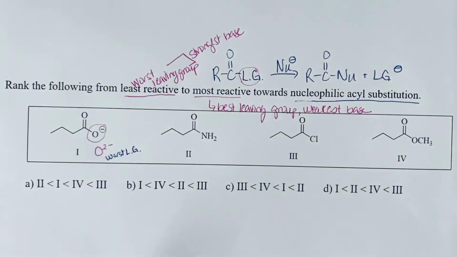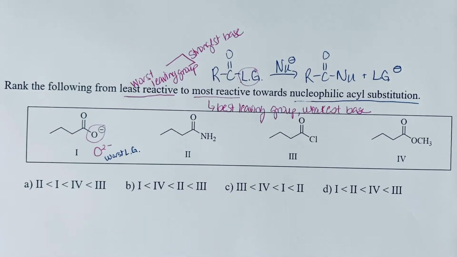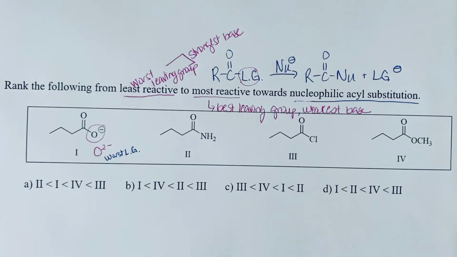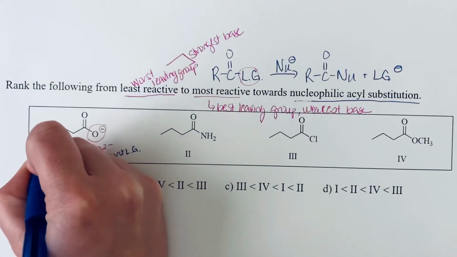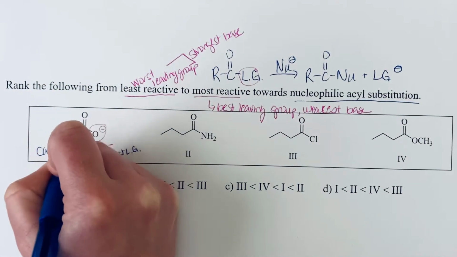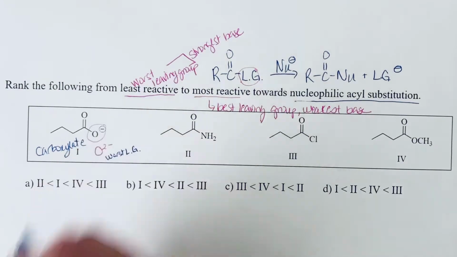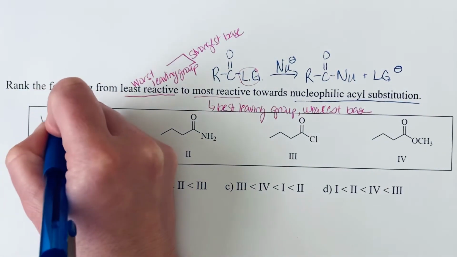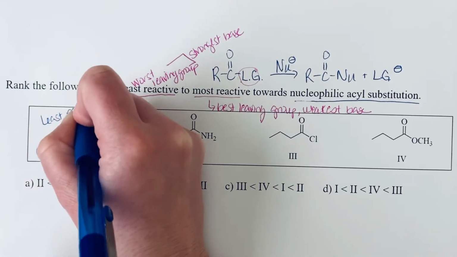So this is the carboxylate. So carboxylates are the least reactive carboxylic acid derivatives. And so you'd form these anytime you're trying to do a reaction with a carboxylic acid itself and you're using a base. It's going to deprotonate it and give you the carboxylate. So that is a carboxylate ion. So this is our least reactive. So right off the bat, we have found the least reactive.